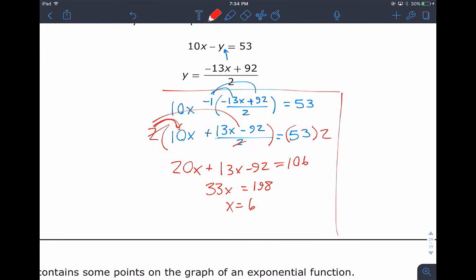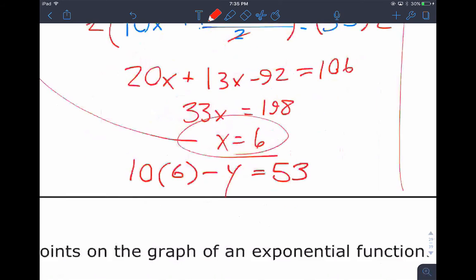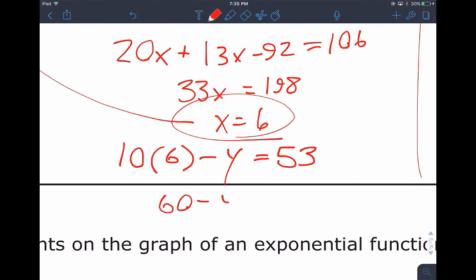But anyways, once you get x equals 6, then it's easy from there. Then just go plug it back into one of your equations. And I think that first one's a little bit easier. So you'll go 10 times 6 minus y equals 53. So essentially that's like 60 minus something equals 53. And once you solve it out, you'll get y equals 7.